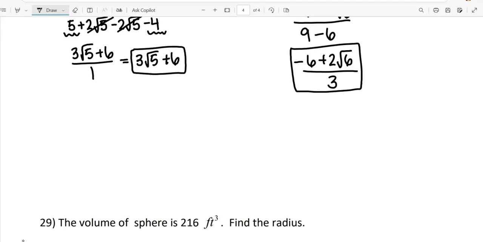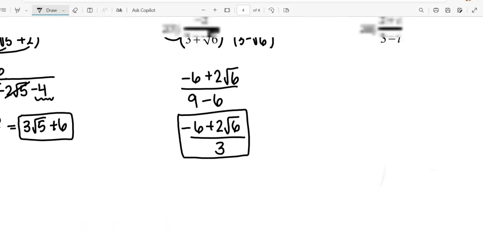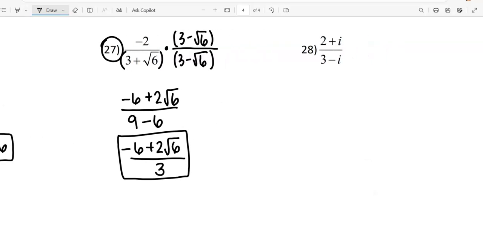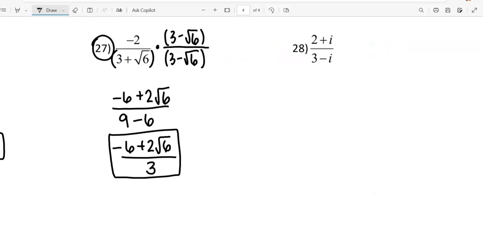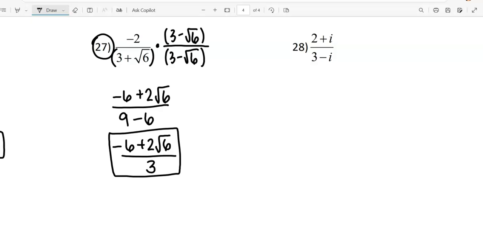Questions on that one? So let's try 28. 28 is not irrational, 28 is complex. And so it works the same way. What would our conjugate pair for the denominator be?